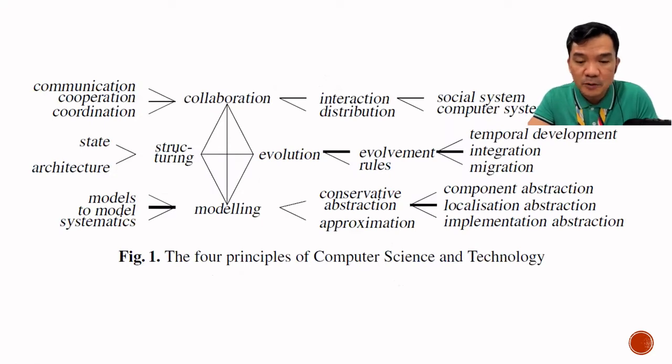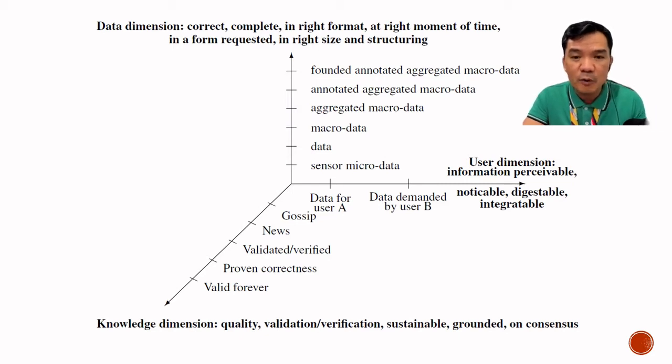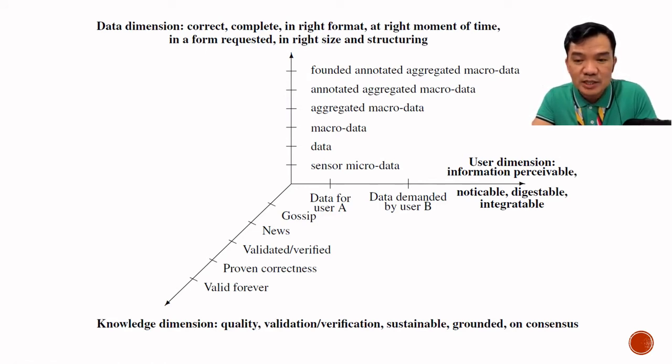I will skip the four principles of computer science and technology, because this is too much to be discussed here. But this one is the data dimension, the knowledge dimension, and the user dimension. I am sharing this with you because these are the aspects your thesis will revolve around or focus on. You can look at the data dimension of the systems or processes in the organization, the user dimension, meaning the experience of the user, and the knowledge dimension, which is in terms of the quality, validation, sustainability, grounding, or consensus of the data.